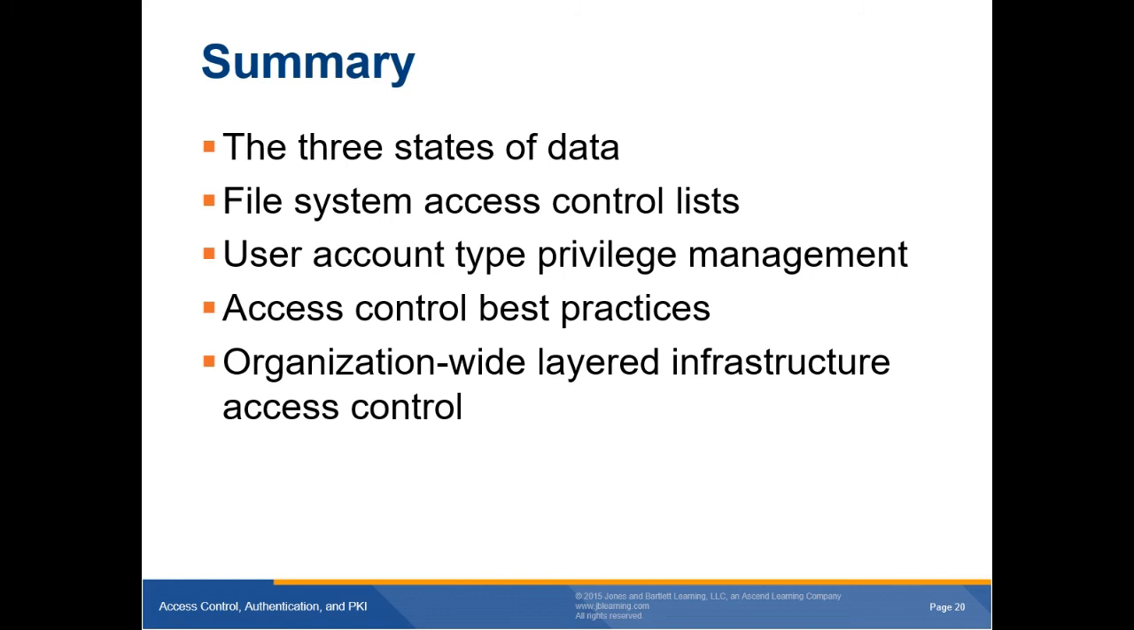So what did we look at? The different states of data and how important the data is. We looked at file system access. We looked at Windows. We also looked at Unix. We looked at what type of privilege management there is, access controls, best practices, and what the infrastructure is going to look like. These are just some of the things that we looked at.